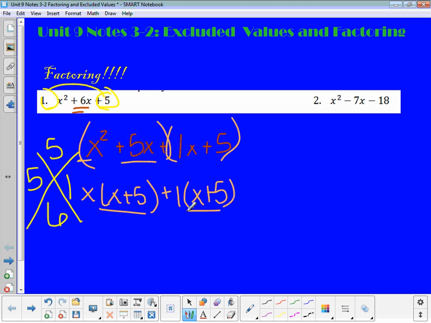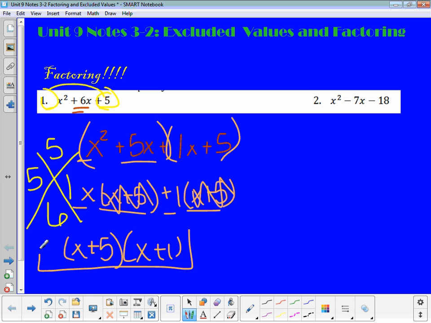So right there, your leftovers are matching, so I'm going to factor that out of there. Okay, once I cross those off, I'm left with x plus 1. So that right there is fully factored form. I want you guys to go ahead and factor number 2 on your own. You're multiplying to a negative 18 and adding to a negative 7. So see if you can figure that one out.